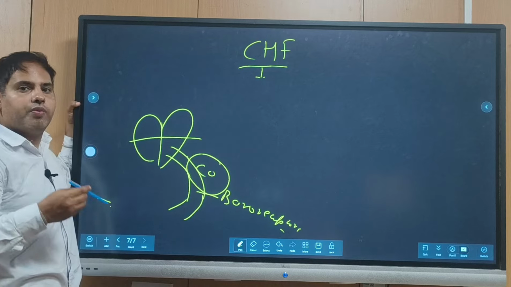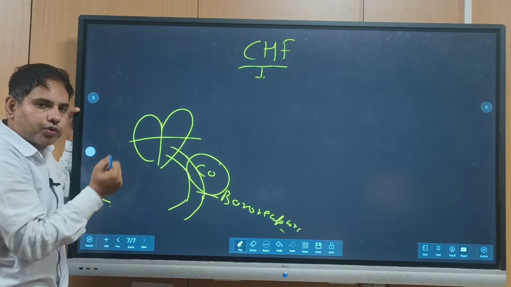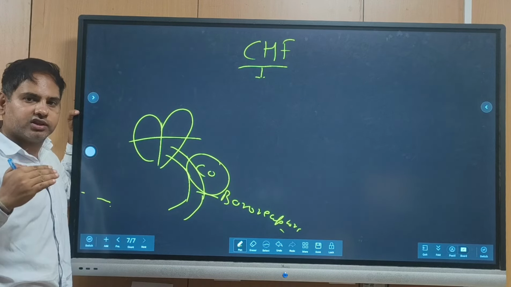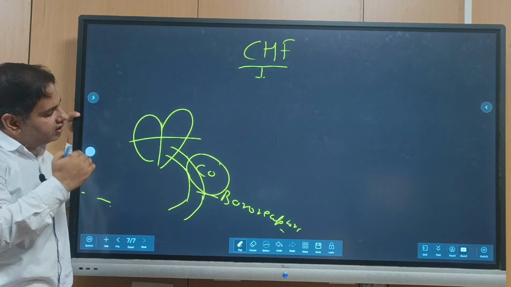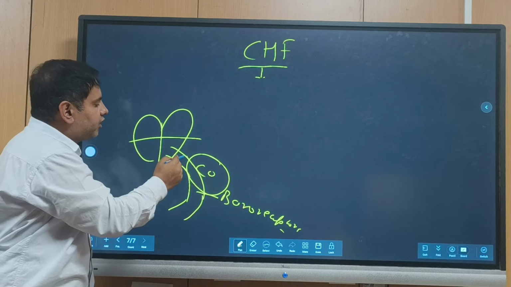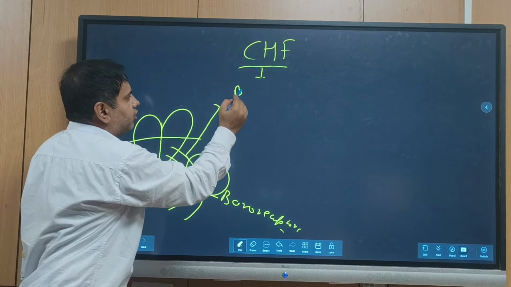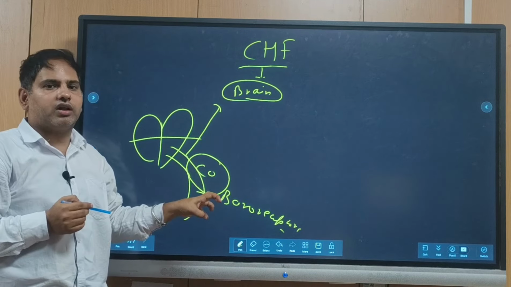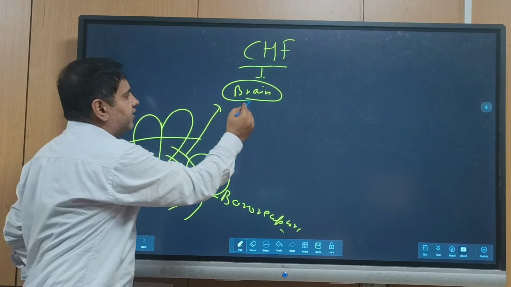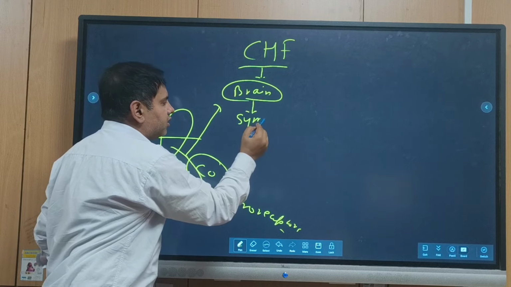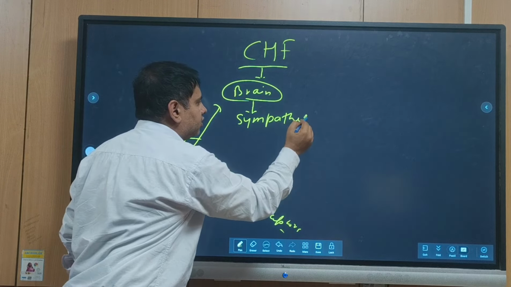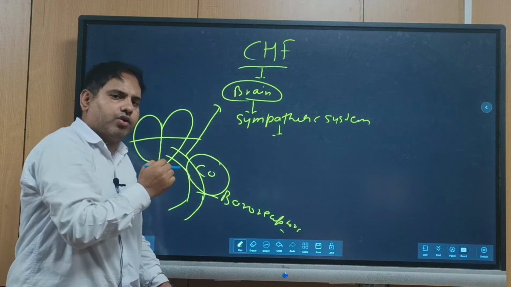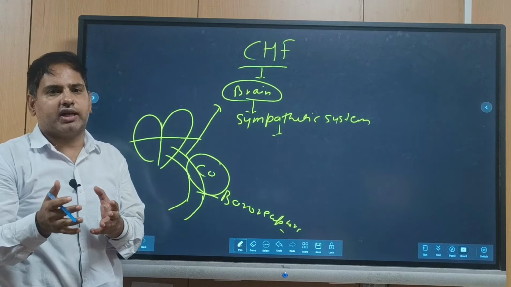Baroreceptors are there who will sense that in your body cardiac output is decreased. There is a carotid sinus as well who will sense that your cardiac output is decreased, and by sensing that, it will send the signal to the brain. In response to decrease in the cardiac output, the brain will activate your sympathetic system.